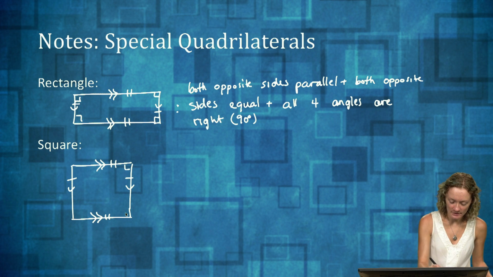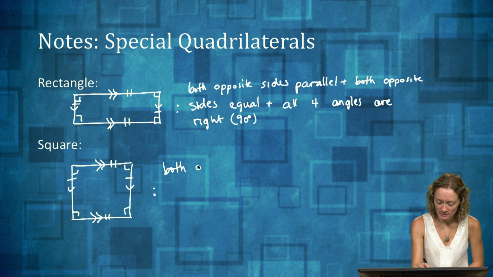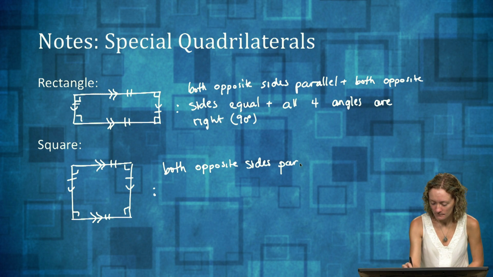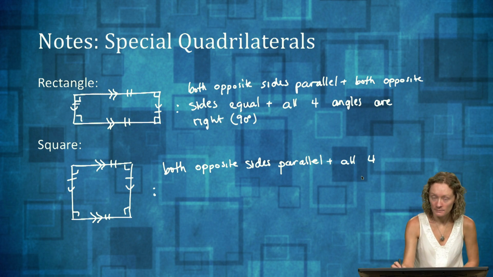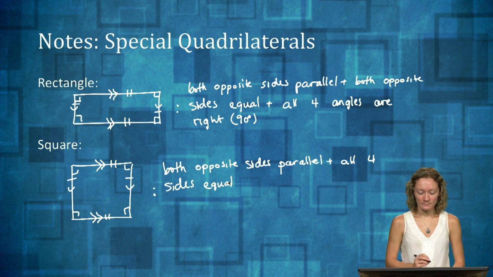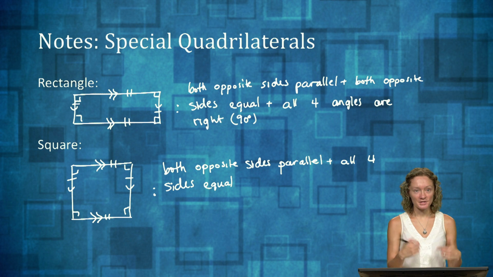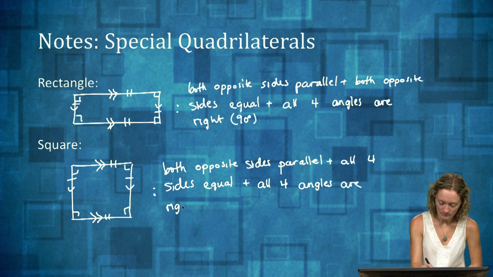Lots of criteria again. Again, we have both opposite sides parallel, and all four sides equal. Same criteria as rhombus. The additional thing that makes this special, all four angles are right, which again means they're 90 degrees.